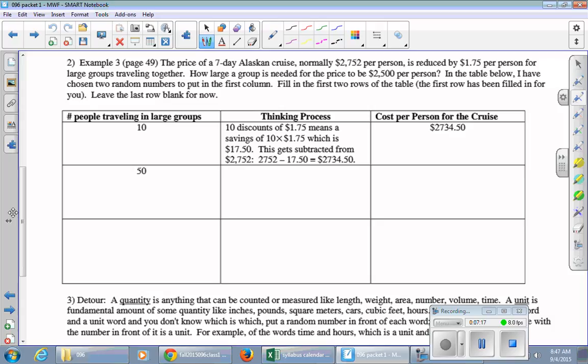So we got lots of numbers in this problem. Normally the cruise costs $2,752, but if we go with a group, the cruise director is willing to discount the ticket price for each of us by $1.75 for every person that's in our group. So the bigger the group, the cheaper it is for each of us to go individually, right? And the goal is to figure out how many people we need to bring in to get to $2,500.